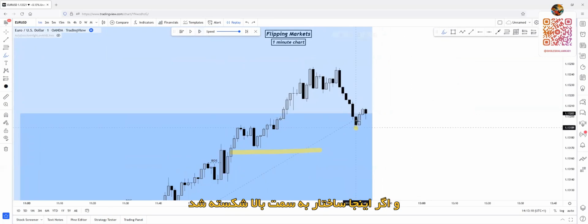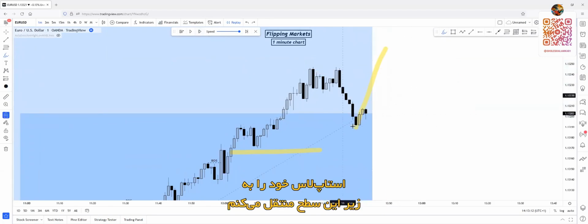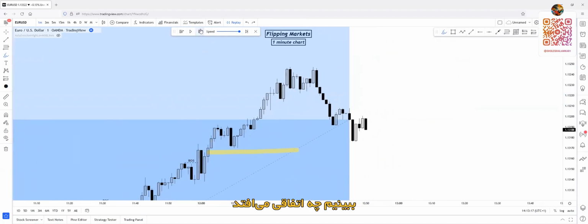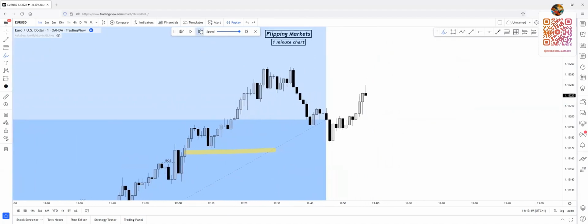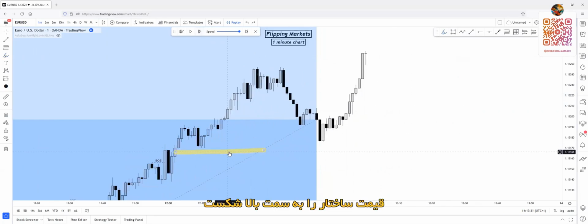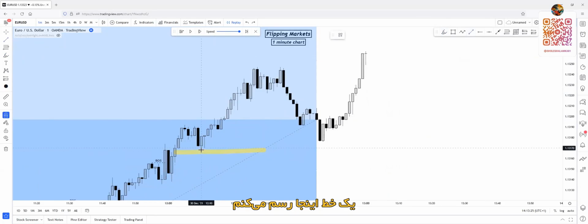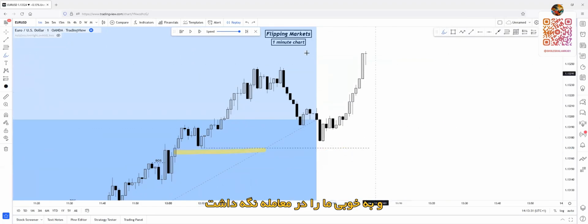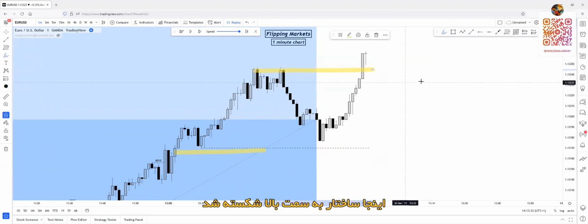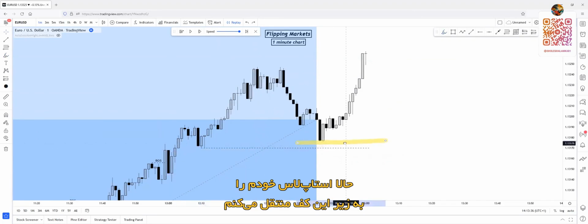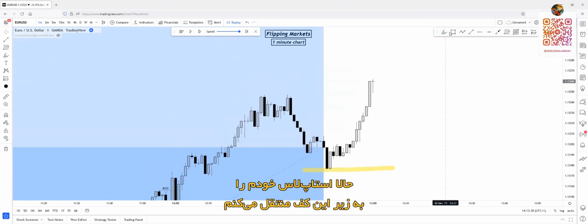And if this breaks structure to the upside here, I will place my stop loss below this level. Let's see what happens. It broke structure to the upside. And as you can see, I will just draw a line here. So this is our stop loss level. And it perfectly kept us in the trade. So a break of structure happened here to the upside. I will just place my stop loss below this low now. So our stop loss level is in this region.